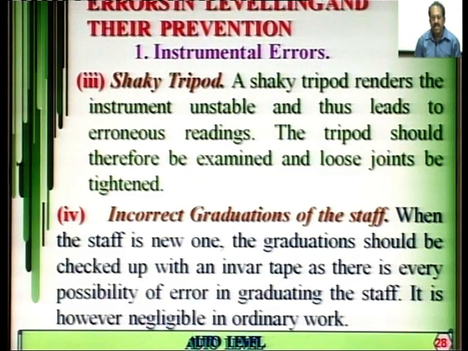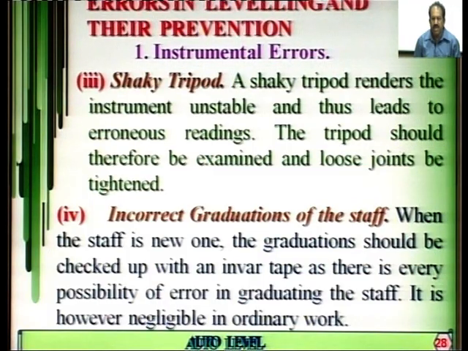Third one is shaky tripod. A shaky tripod renders the instrument unstable and thus leads to erroneous readings. That is, the tripod stand should not move. So, we should tighten the screws of the tripod. The tripod should therefore be examined and loose joints should be tightened before doing the project work. So, before doing any levelling, we should check all the loose joints and all those should be tightened.